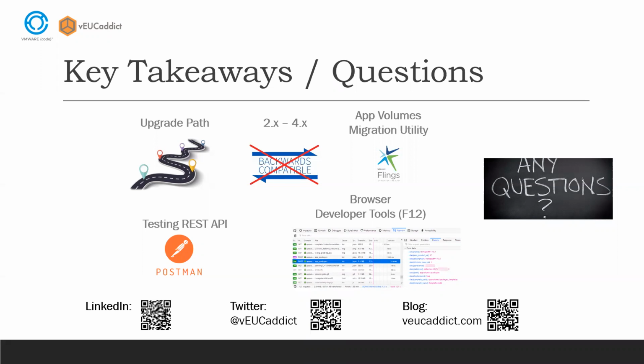Then I want to mention that there is a VMware Fling that converts App Volumes 2 AppStacks to App Volumes 4 application packages. That is called the Application Migration Utility. And before you're running PowerShell commands with API calls, do your API call with Postman. And as mentioned earlier, find your API calls via the developer tools from your internet browser.